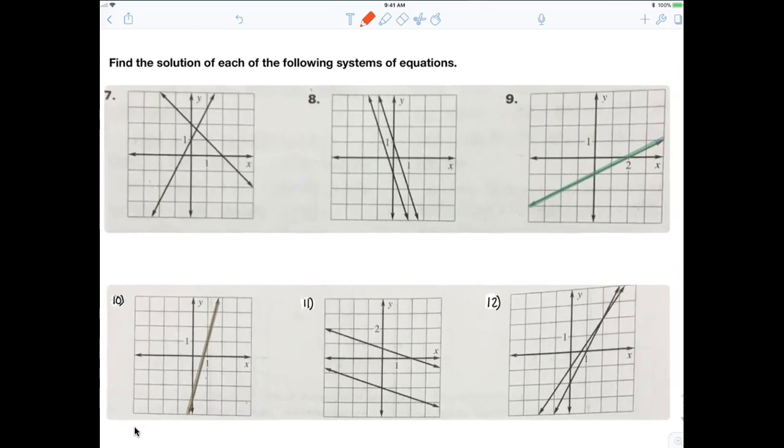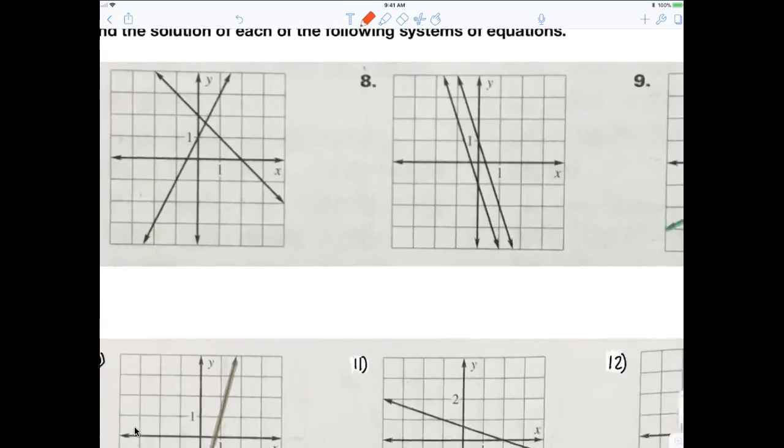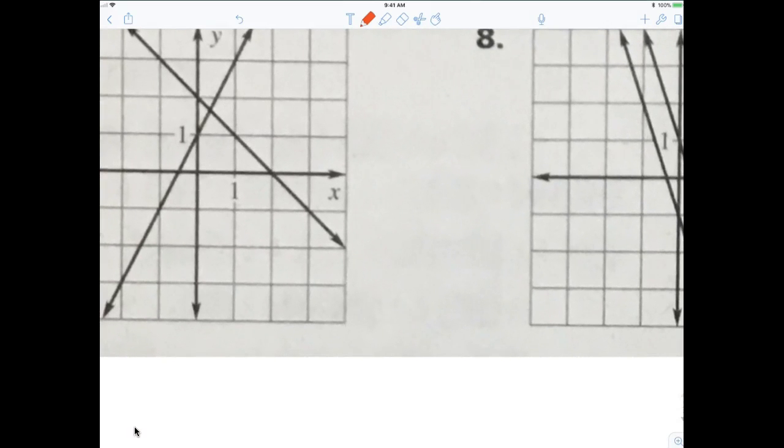Now, listen. It says for the directions, find the solution of each of the following systems of equations. So the solution is the point of intersection. All right. So for question number 7, kind of a silly question because we can't say exactly what it is. So I just want you to circle that point, which would be the solution. Now, why is that kind of a bad question? Because there's no way of knowing exactly. That's why, unless you use a graphing calculator, it's really not as effective.